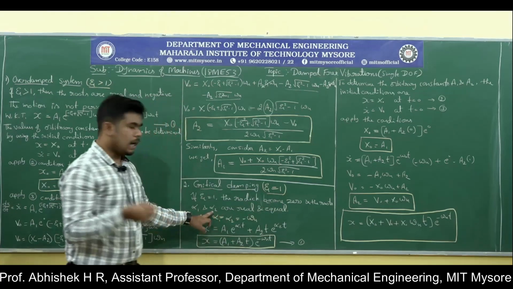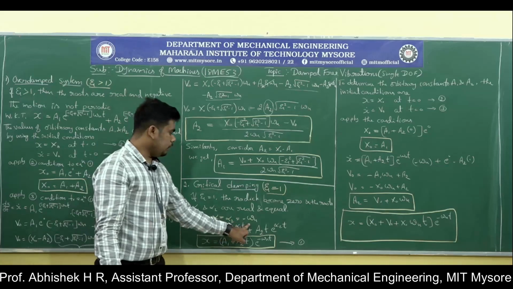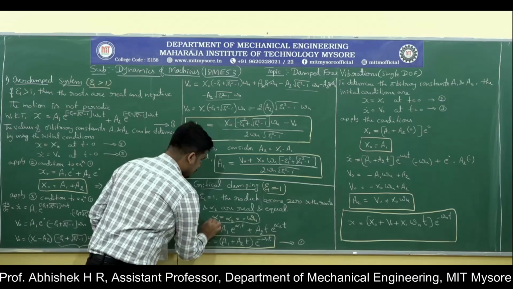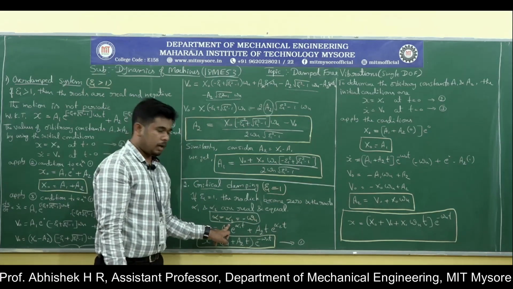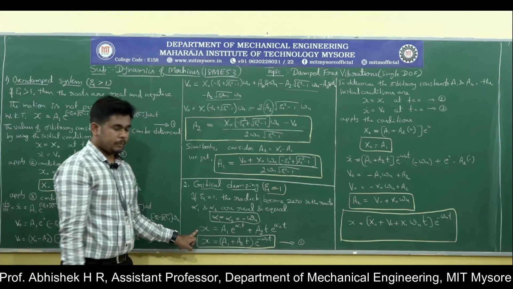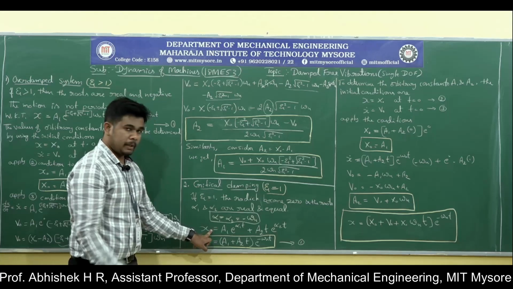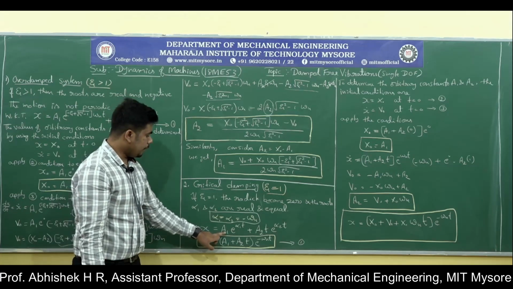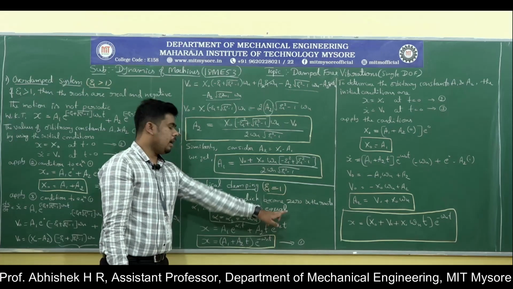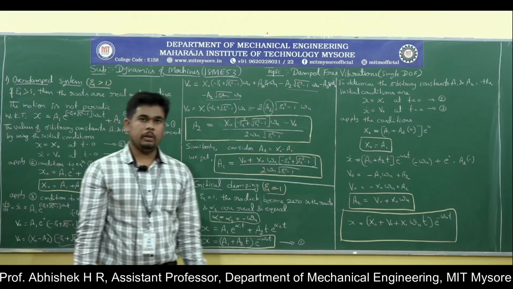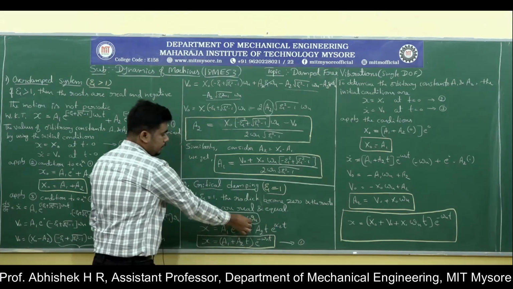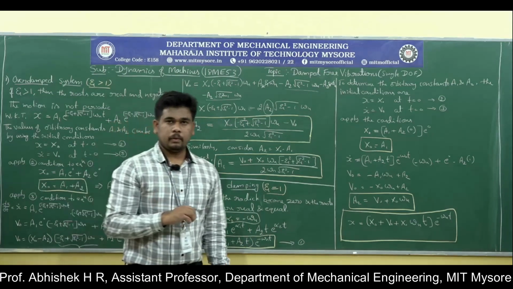The roots, that is alpha 1 and alpha 2, are equal to minus omega n. So this is the important condition: alpha 1 is equal to alpha 2 is equal to minus omega n. Now the general solution with respect to critical damping, that is x is equal to a1 e to the power of alpha 1 into t plus a2 t into e to the power of alpha 2 into t. Now in place of alpha 1 and alpha 2, I can consider minus omega n, right.